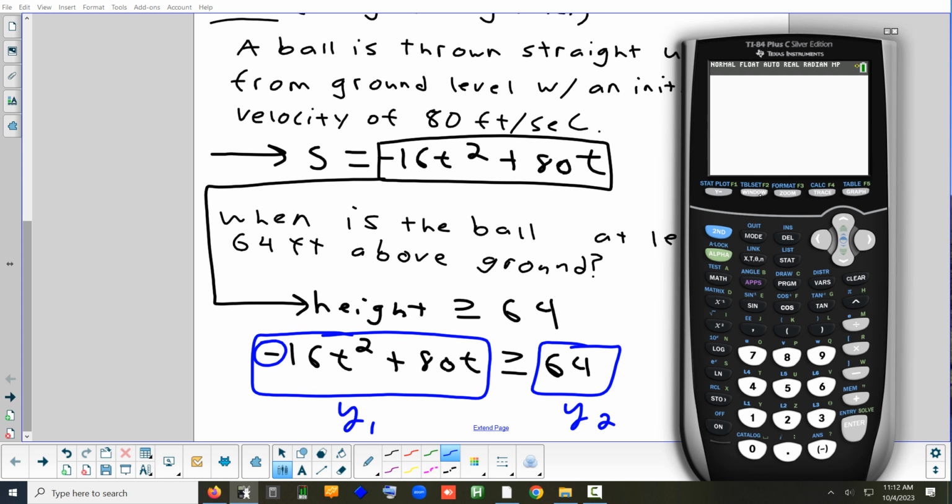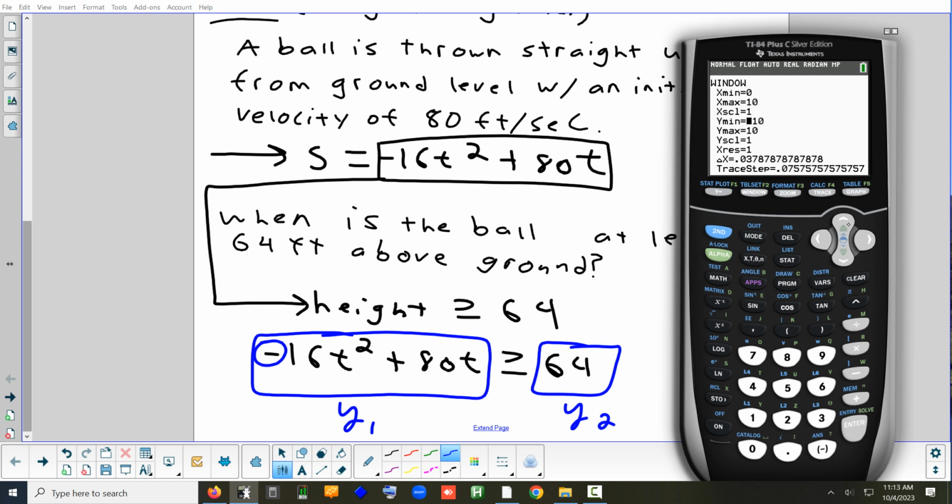Right? So let's think about the window. What's the minimum amount of time that could go by in this problem? 0. That means no time has gone by yet. You haven't thrown the object. The maximum amount of time is how long it's in the air. We don't know that, so let's just leave it at 10.